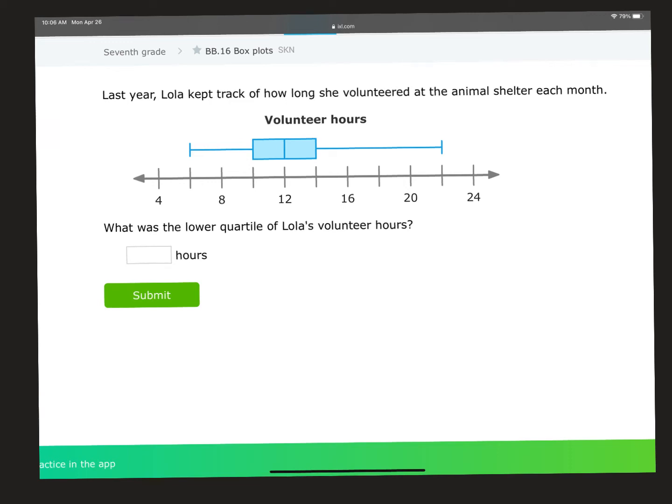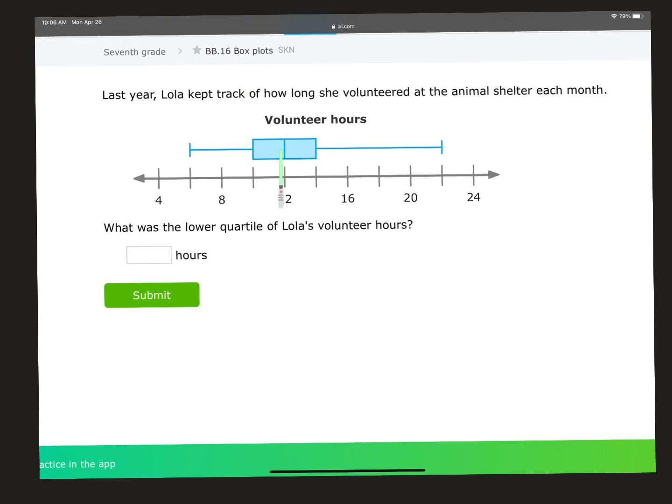Okay, so this right here is called a box and whisker chart. This is the box. These lines represent the whiskers. You guys can also see or name them as box plots. That's what they're written as in IXL, if you guys have an IXL account that you use.